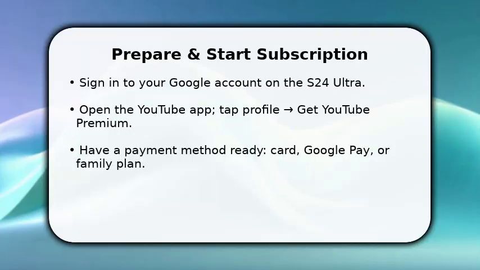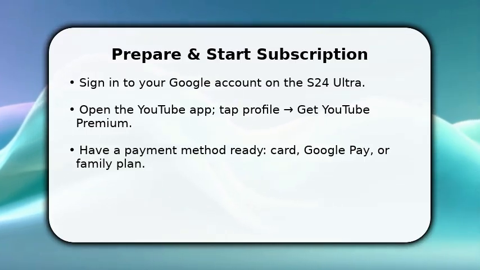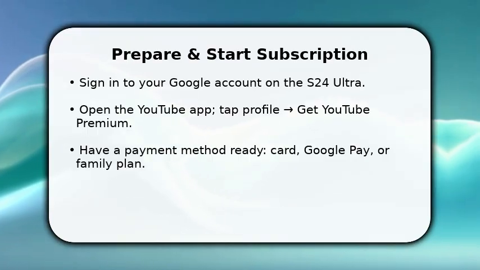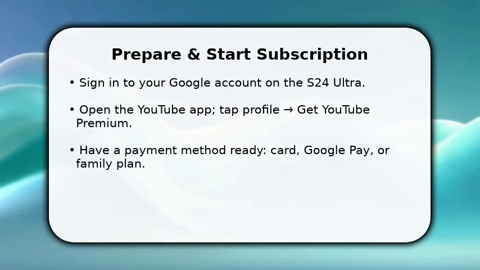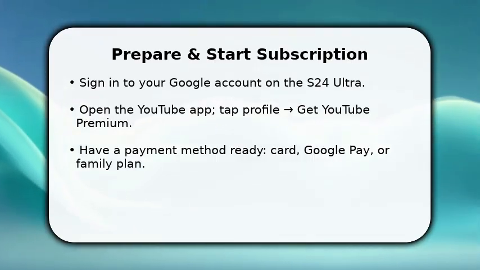Enjoy the video. You start by signing into the Google account you want tied to Premium. This links purchases and downloads. Once signed in, open YouTube and tap your profile, then get YouTube Premium to see plans. Choose Single or Family, enter payment details, and confirm. This unlocks ad-free play and background audio immediately.